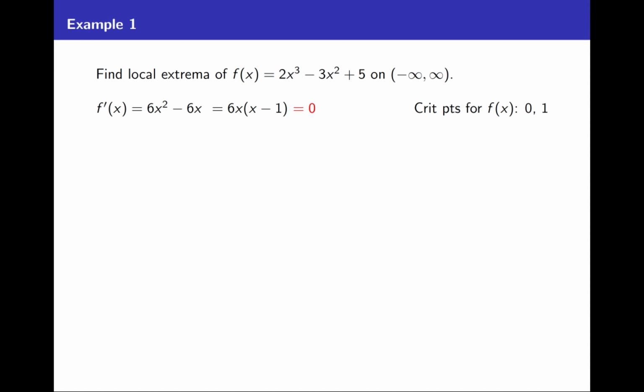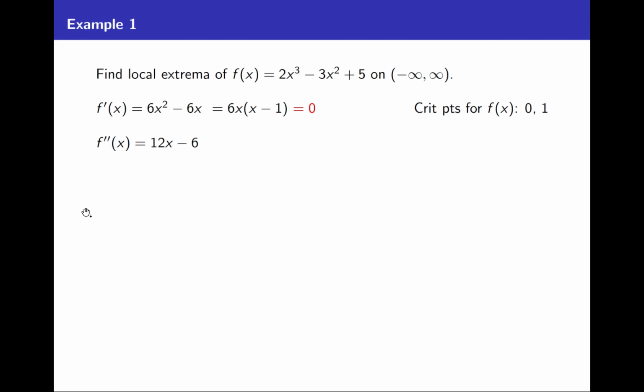Now the next thing we're going to do is plug those into the second derivative. And, of course, first we have to compute that second derivative. F prime is 6x squared minus 6x. So the second derivative is the derivative of that. It's 12x minus 6.